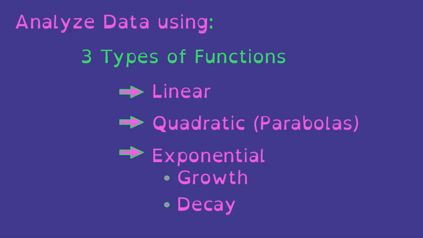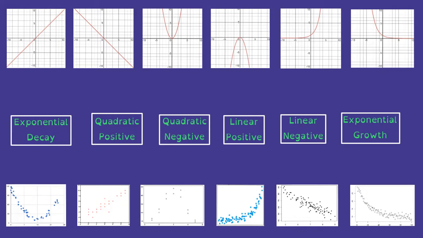Hello everyone, today we're going to talk about analyzing data using three types of functions that you're familiar with. We're going to talk about the linear function, quadratic, which creates the parabola, and then the exponential growth and decay functions. Here we have three rows of information.